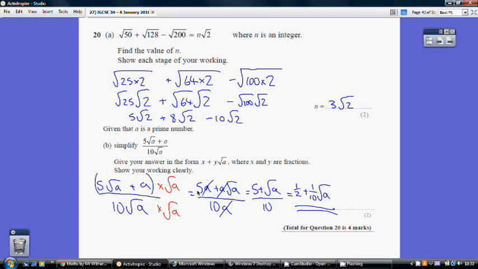Now, once we've got to that point, we can then divide through by A, because each term in the numerator and the denominator has got A in common, so we can divide through by A. So at that point, we've got 5 plus root A over 10. And then, because we've got to give our answer in this format, 5 divided by 10 is a half, and root A over 10 is a tenth of root A. So our final answer is half plus a tenth root A.